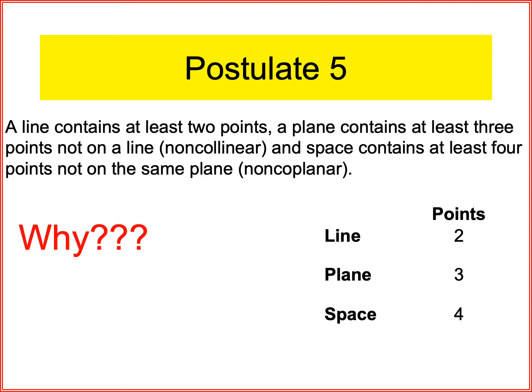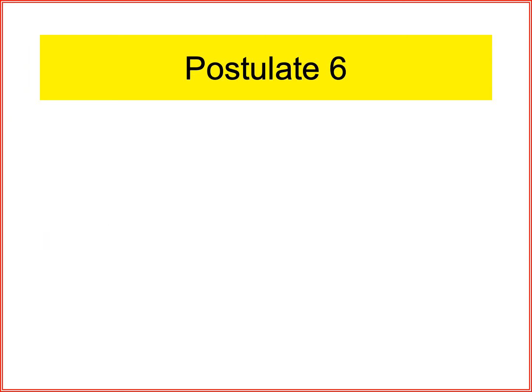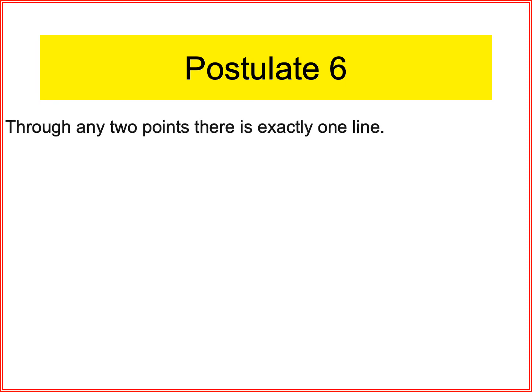And space, you need 4 non-coplanar points. Okay. Moving on to postulate 6. This is where we really start to get into the meat of things. Postulate 6 says through any 2 points there is exactly, not sometimes, sort of, once in a while, but exactly 1 line. Not 0, not sometimes 2 or 3, but only 1.